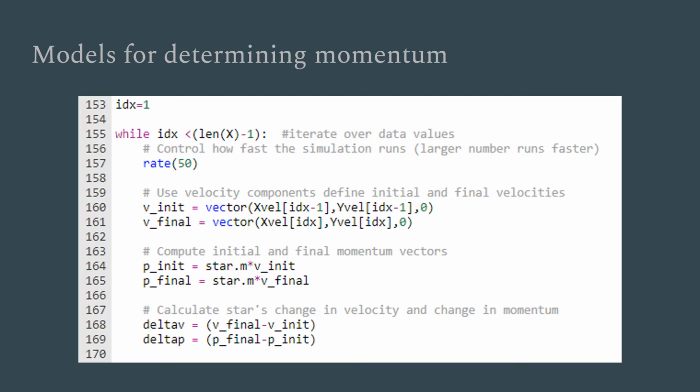And here is the model I made to determine momentum. You can see how I calculated velocity, and then I calculated momentum initial and final based on that velocity times the mass of the star, and also how I calculated delta V and delta P.